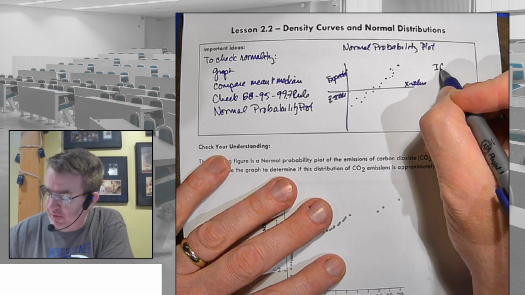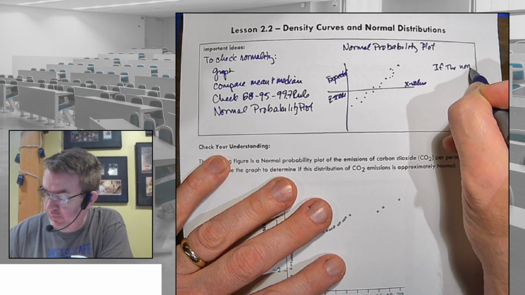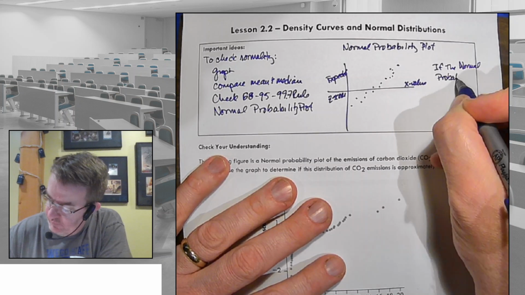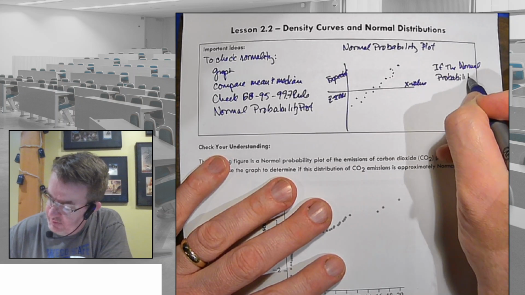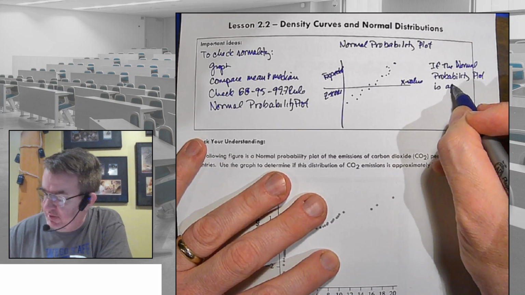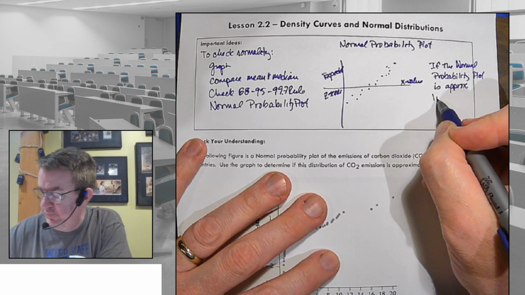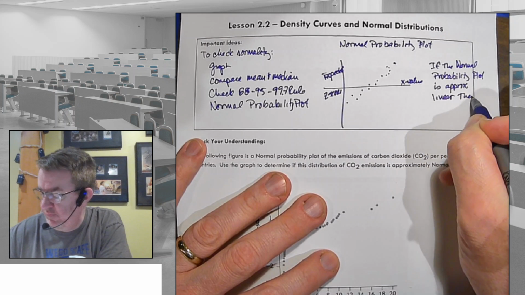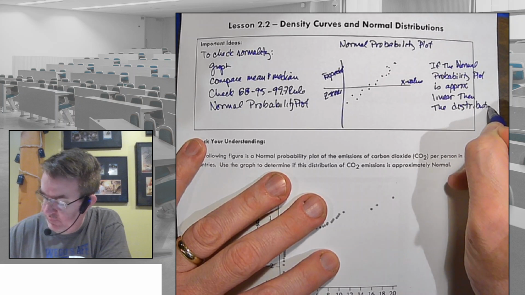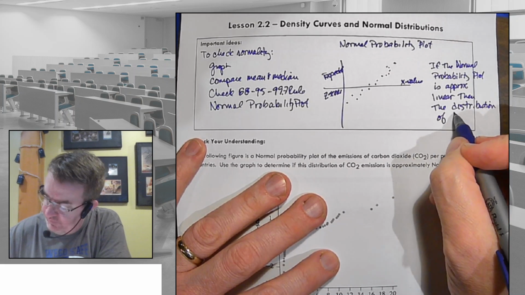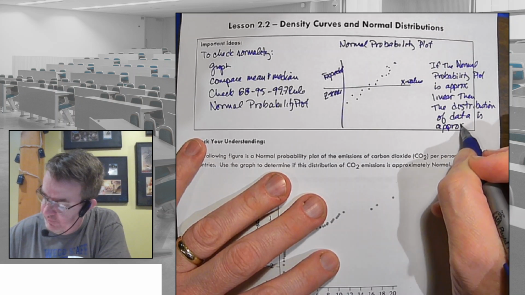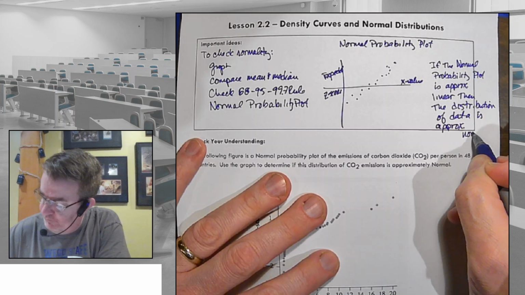If the normal probability plot is approximately linear, then the distribution of data is approximately normal. Ta-da!